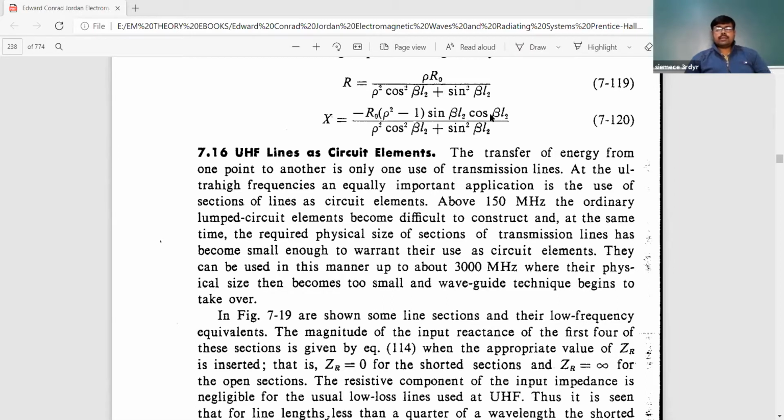At ultra high frequencies above 150 megahertz, ordinary lumped circuit elements become difficult to construct, and at the same time, the required physical size of the sections of transmission line becomes small enough to warrant their use as circuit elements. They can be used in this manner up to about 3000 megahertz, where their physical size becomes too small and waveguide techniques take over.